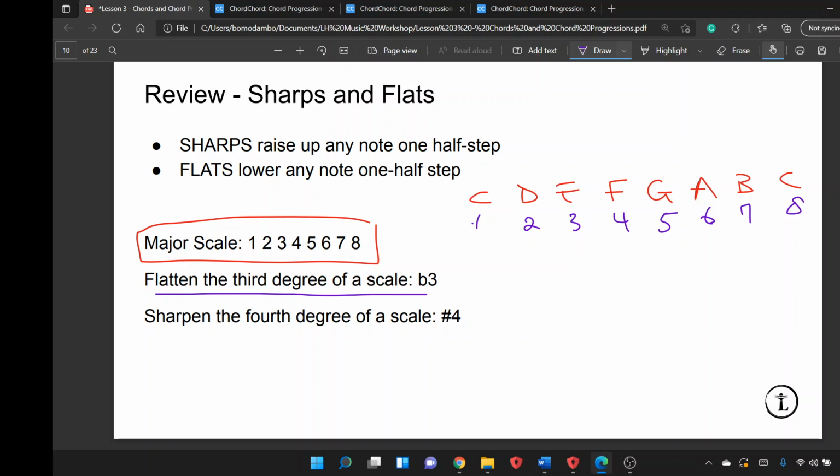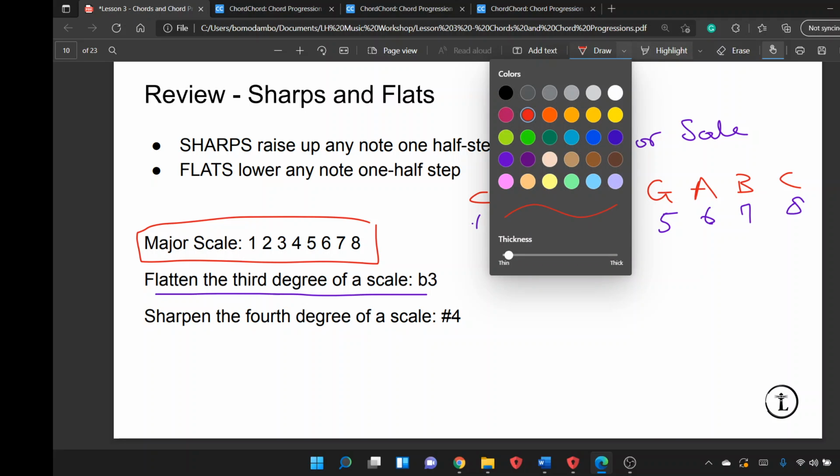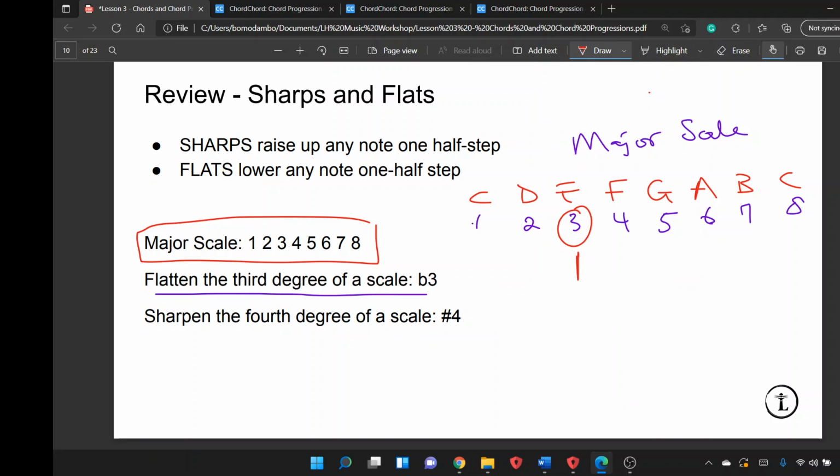So you're asked to flatten the third degree of a scale. So this is the major scale, and someone says, okay, you need to flatten the third degree, and I'll tell you how that comes into play in the next couple of slides. But just for practice, you look at the note in the third position, okay, and then you just flatten it. So flatten the third note, so that will become an E flat, right?